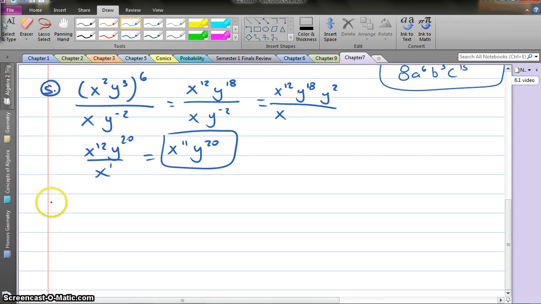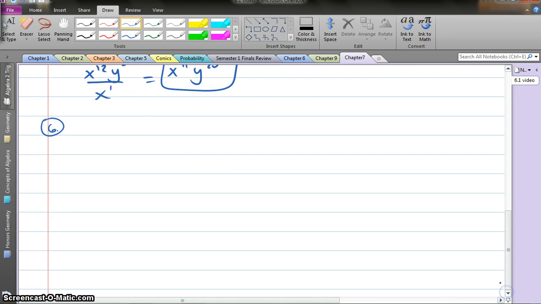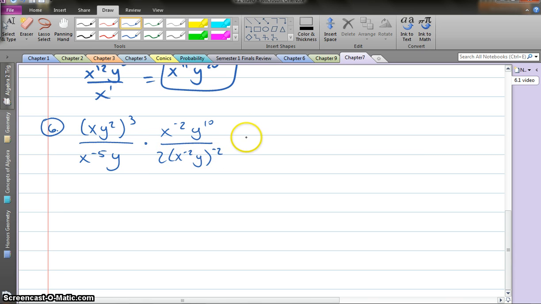Let's keep rolling along here. Number 6. Let's go x, y squared to the 3rd, all over x to the negative 5th y, times x to the negative 2nd y to the 10th, over 2 times x to the negative 2nd y to the negative 2nd. All right, so they can get pretty involved, but I'm going to move kind of fast on this one because I think we should be getting the hang of this.